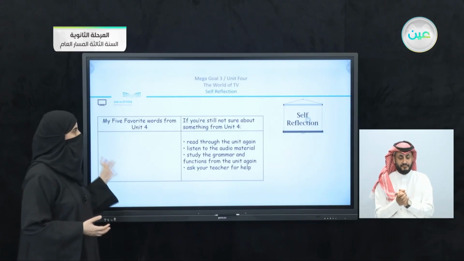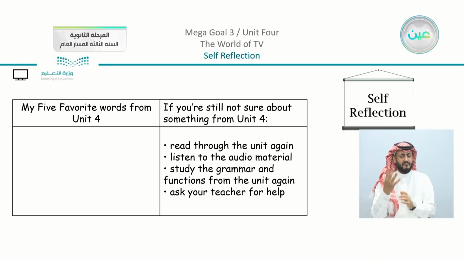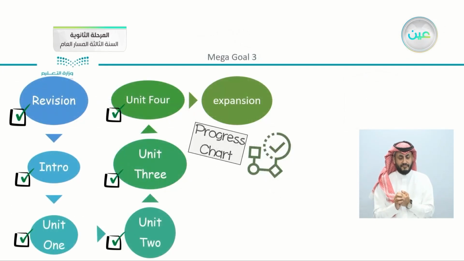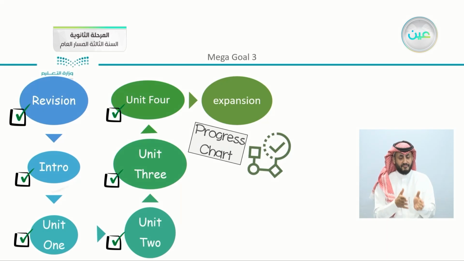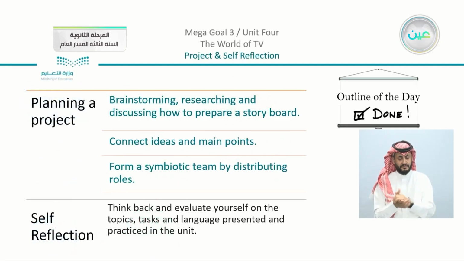We have here our last part, which is to mention 5 favorite words from Unit 4. And if you are still not sure about some things, you can, as usual, read through the unit again, listen to the audio material, study the grammar and functions from the unit again, and ask your teacher for help. So we have achieved our 4 and completed our 4 units. We are going to move on to our expansion in our next lesson, inshallah.